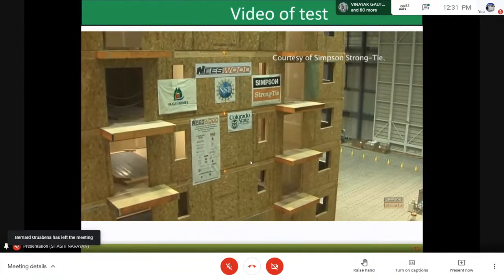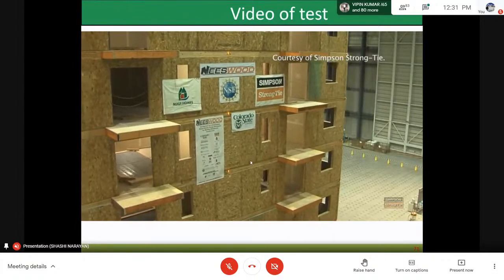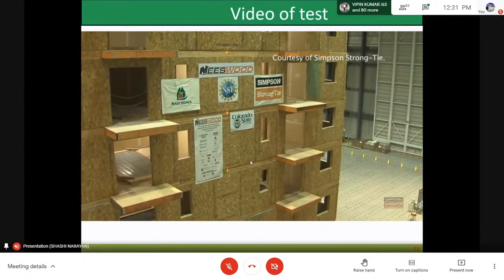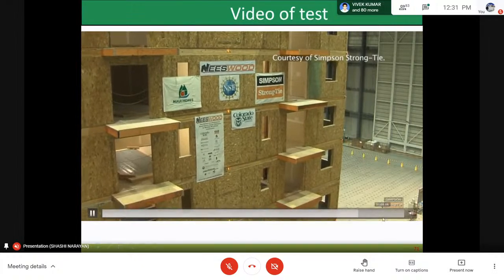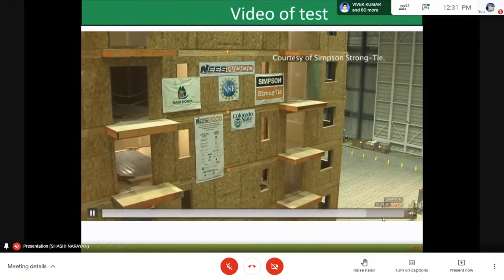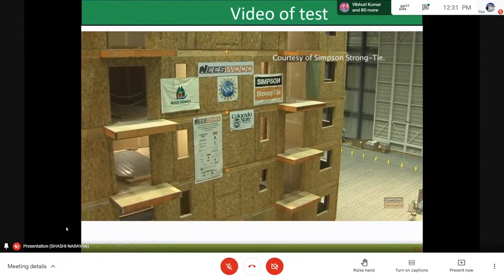There is a video also in which we have one room of the structure, and we'll see what will happen inside the room. That is, we'll see the non-structural elements, how they are behaving. Right now, when we look into that, there is no major structural element failure.